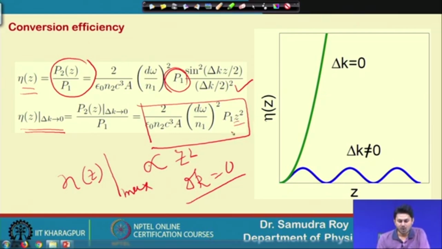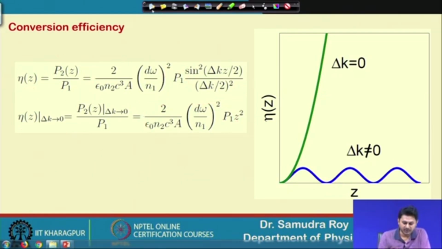Now, if I plot this, which is very important, we will find that we are having an improvement of efficiency, and this efficiency is improving as a function of z square, which is improving very rapidly. That means I am able to generate the second harmonic very rapidly with respect to z, because it is improving in the form of z square under the delta k equal to 0 condition.